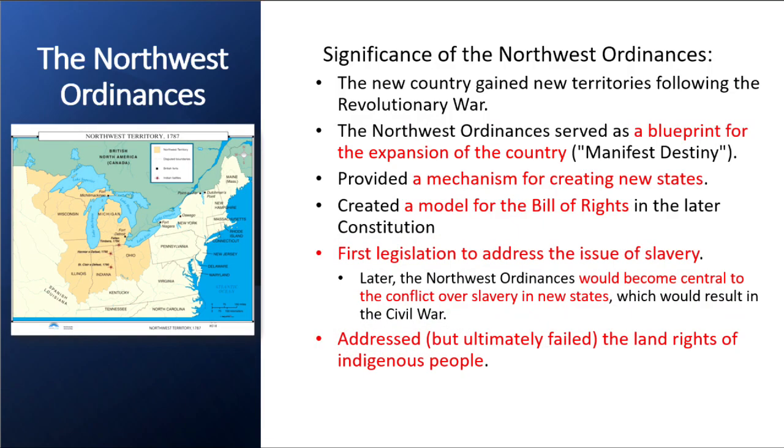So imagine a vast, untamed territory just ripe for the taking. Yeah. That was the Northwest Territory in the late 1700s. And these ordinances were like the rule book for how to settle it, create new states, and try to keep things in order.